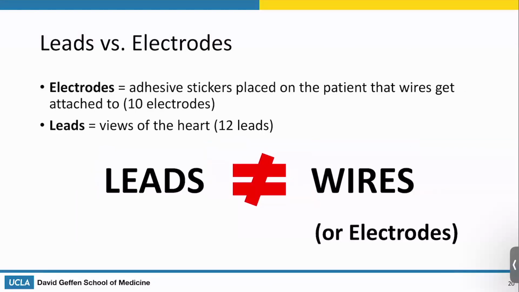So let's talk about leads versus electrodes. Our electrodes are those adhesive stickers that you place on a patient, and it's also the wires that get attached to them. So if you have 10 stickers on a 12 lead, you're going to have 10 wires that get attached to it. Now that's not the same as talking about leads. You have 10 electrodes, 10 wires, but you're going to have 12 leads or 12 views. Okay, so 12 leads, 12 views.